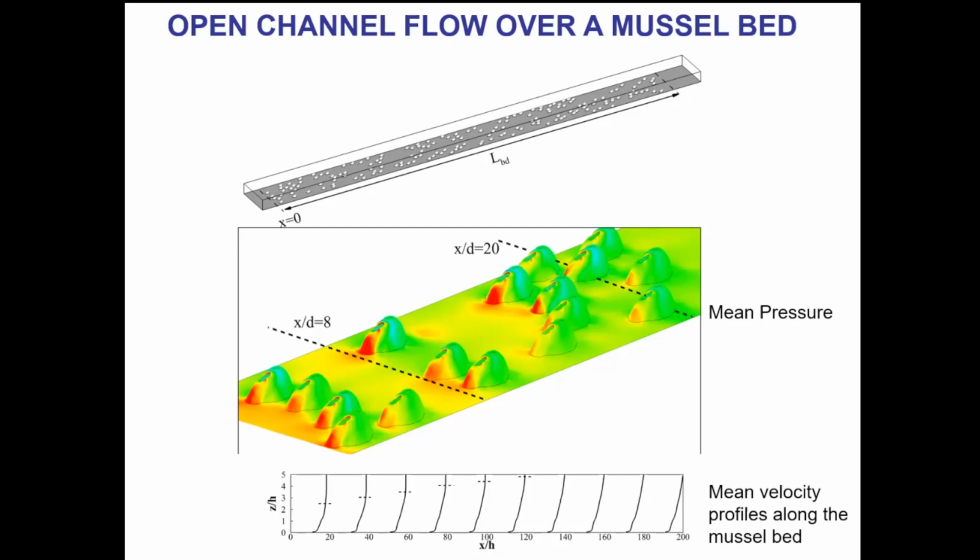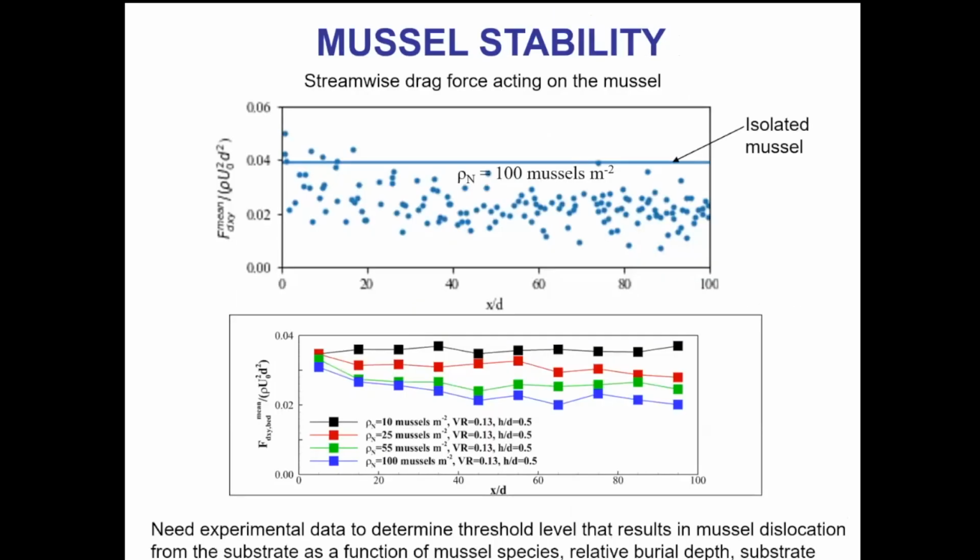As a result of this pressure difference, this is going to be the main component of the streamwise and spanwise drag forces. Here we are showing how the drag force on the individual muscles, represented by these points, varies with the distance from the leading edge of the muscle bed. We have a muscle bed which is 100 times the average height of the muscle which we use in our numerical simulation. And you can see a trend. There is a general trend where there is first a decay in the drag force, and then the drag force more or less becomes constant.